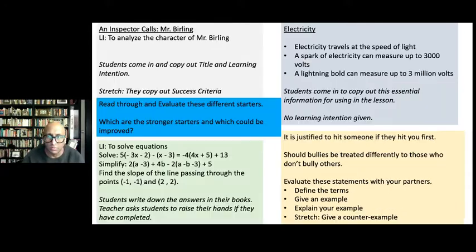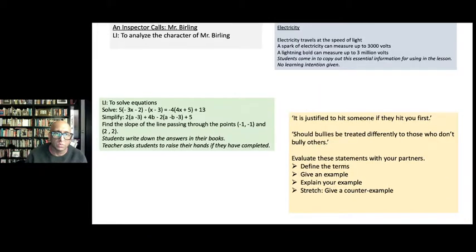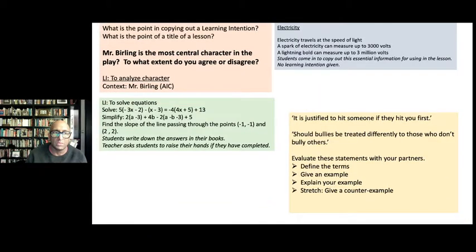Okay, so let's go to the first one. The first one is students come in and copy out the title and learning intention. And, to push out the boat, maybe the teacher gets them to copy out the success criteria as well. Okay, well, the problem with that one is, the one you've got to think about right away is, what is actually the point of copying out the learning intention?